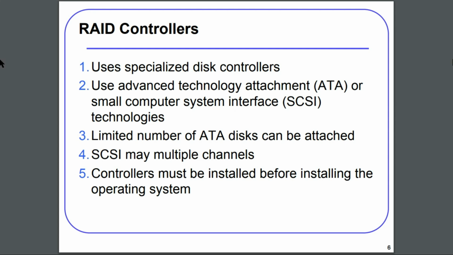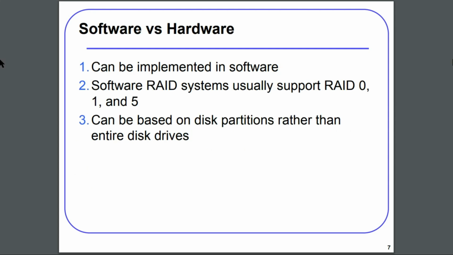So RAID controllers are user-specified disk controllers that use Advanced Technology Attachment (ATA) or Small Computer System Interface (SCSI) technologies. A limited number of ATA disks can be attached. SCSI may have multiple channels. Controllers must be installed before installing the operating system. Software versus hardware: RAID can also be implemented in software. A software RAID system usually supports RAID 0, RAID 1 and RAID 5. It can be based on disk partitions rather than entire disk drives.